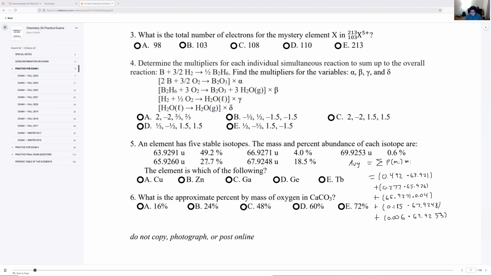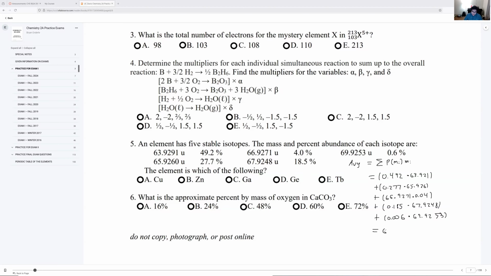Almost there, guys. One second. Syntax error. Okay, there we go. Thankfully, it was an easy one.